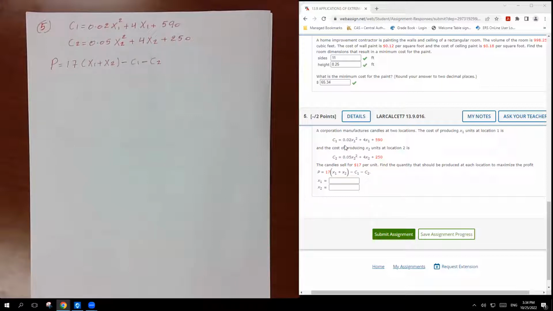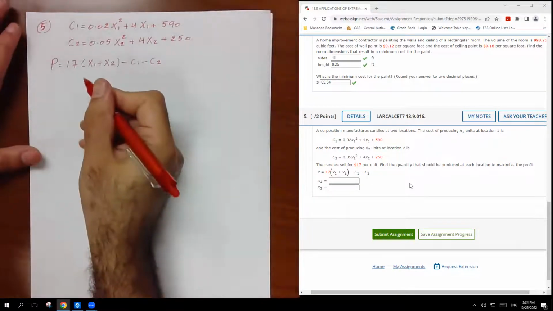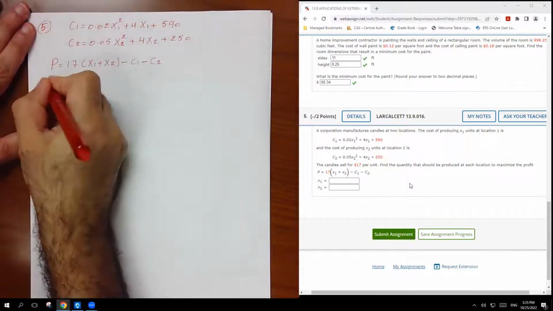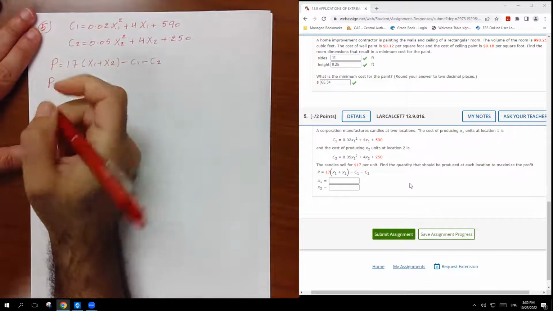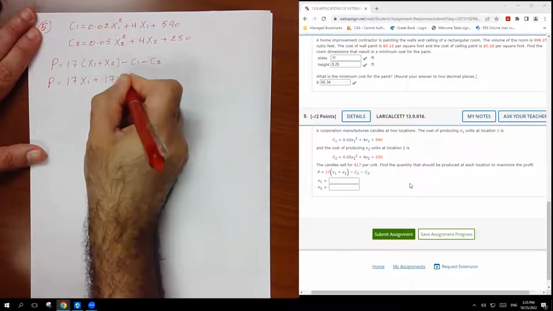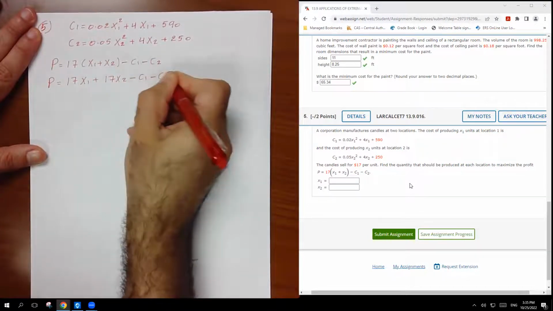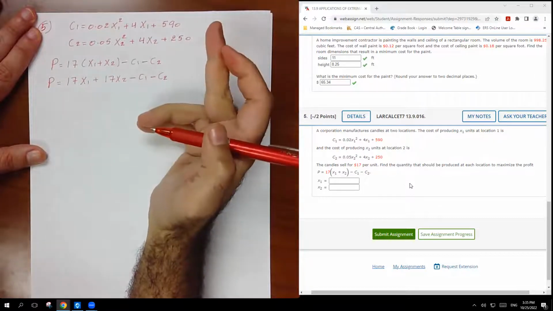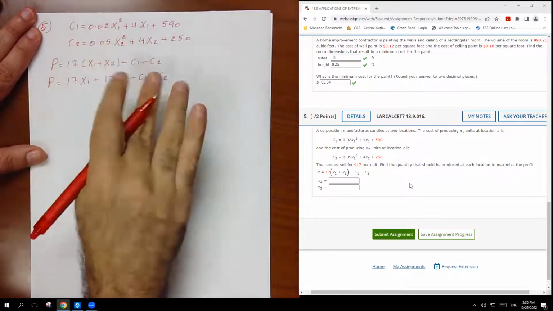So what we're going to do here, we're going to plug in C1 and C2, and we need to find the number of candles produced in the first location and the number of candles produced in the second location. The first thing I'm going to do is simplify this one, distributing the 17, so 17x1 plus 17x2 minus C1 minus C2. And then next step, we're going to plug in C1 and C2 here.